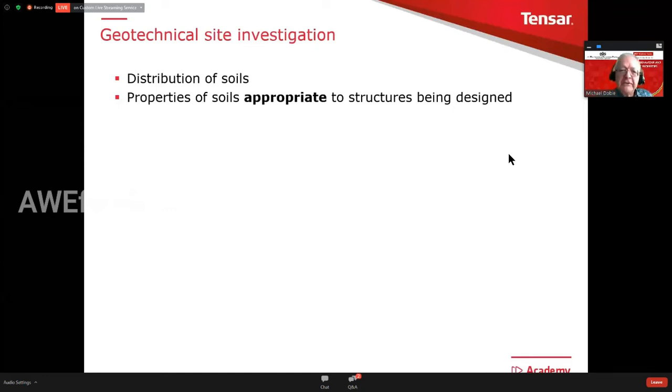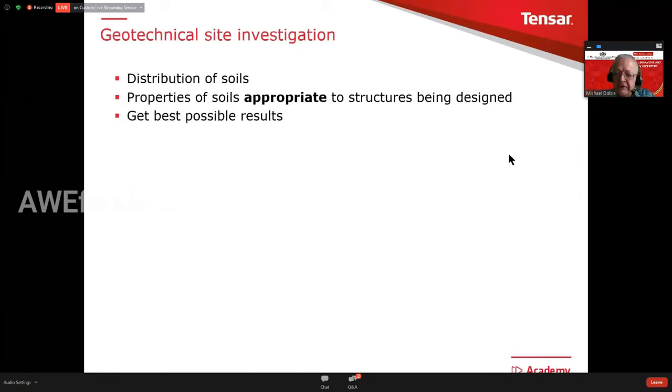I'm not going to go into this in detail, but it's just a few words, and in later webinars, we'll have a look at a bit more detail in some techniques for doing site investigation. But the main target is to find the distribution of soils at your project site and the soil properties appropriate to the structures you're designing. That is kind of important, because you can spend a lot of time and money testing soil properties, and then you find out they're not useful. So you need to make sure that what you're measuring is what you need to know for the particular project, the structure you're going to design.